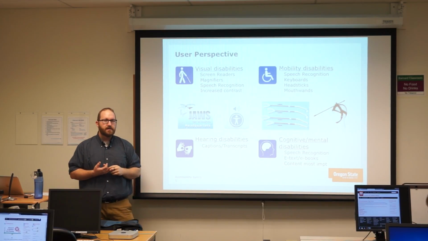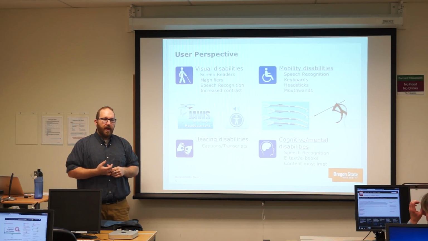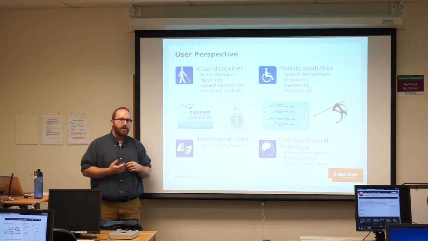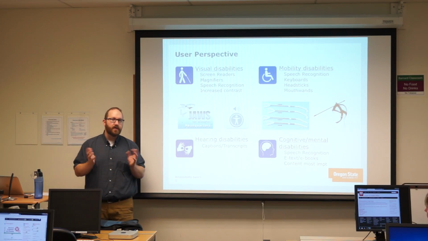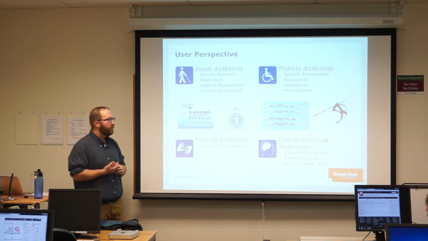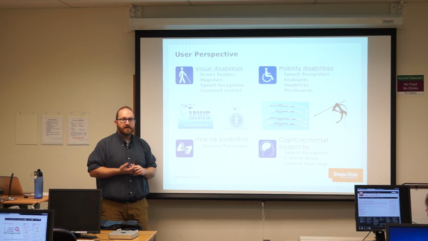JAWS is the biggest that's used. It's used by 85 to 90% of the blind community to interact with technology. It's a PC-only screen reader, and it's really expensive, like $1,200 to buy. So it's not something that we have all over the place on campus, although a lot of our computer labs do have it built into their standard software arrangements.